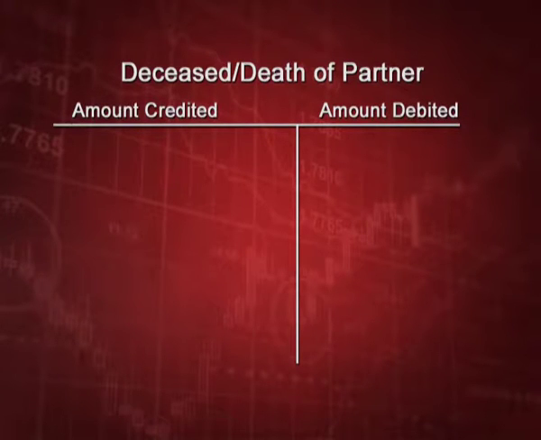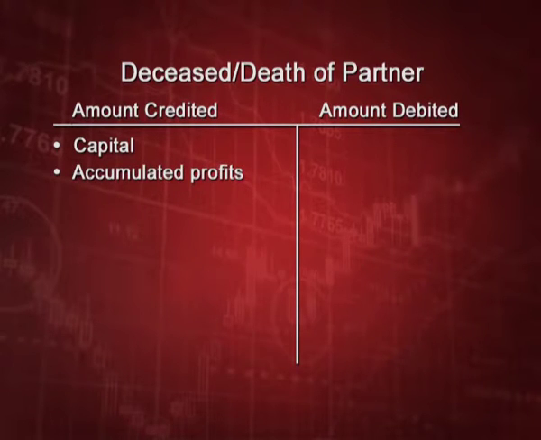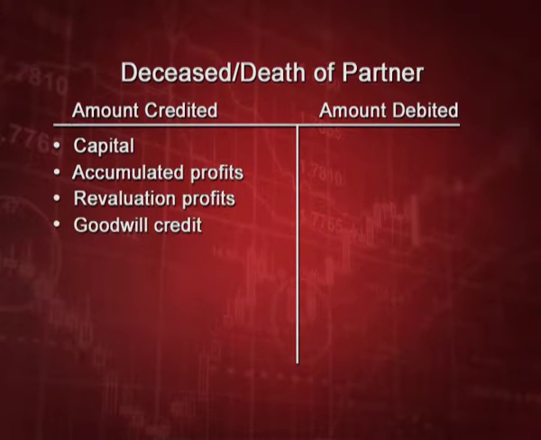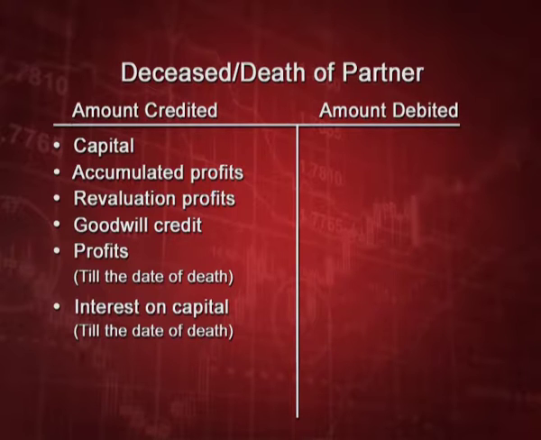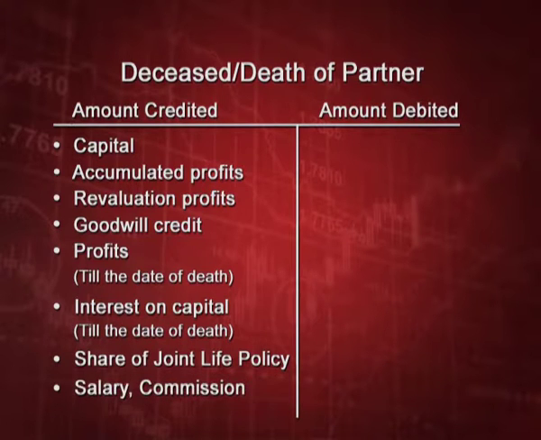Let us start with the first point, that is how to calculate the amount to be credited and debited to the deceased partner. The amounts to be credited are capital, accumulated profits, revaluation profits, goodwill credited, profits till the date of death, which we will calculate on the basis of turnover or time basis, and interest on capital again till the date of death, share of joint life policy, and salary, commission, etc. if it is there.